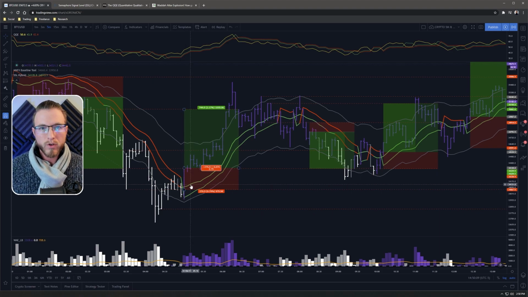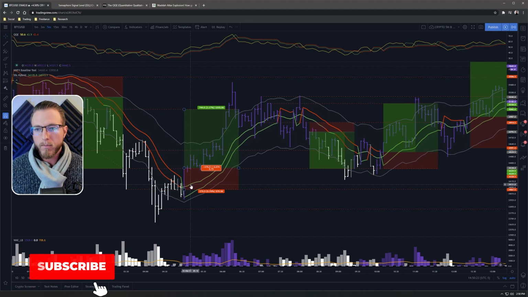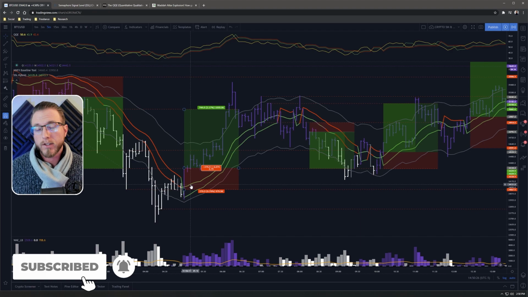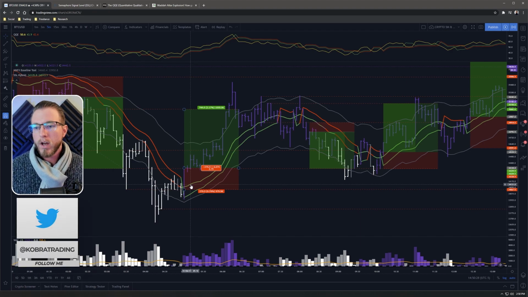So no trading strategy or anything like that is ever going to be perfect. You're never going to catch a perfect bottom. You're never going to catch a perfect top. But what you want to do is be getting into the trend that's changing as soon as you know and you have confirmation that the trend is changing. That's exactly what this strategy is for.